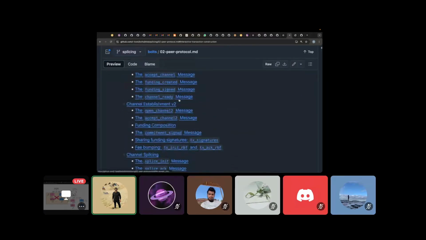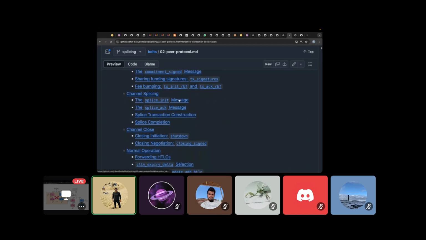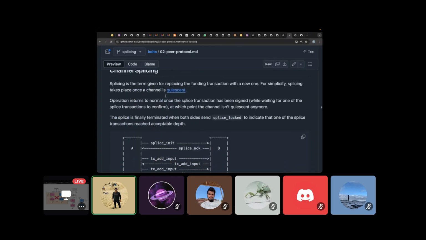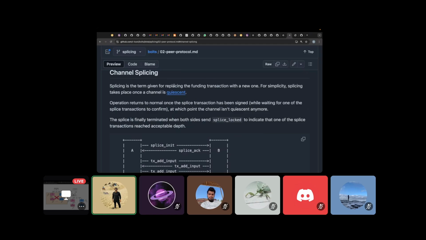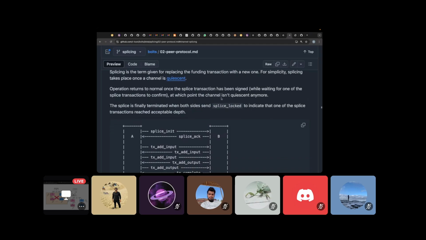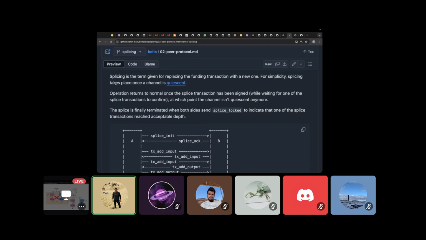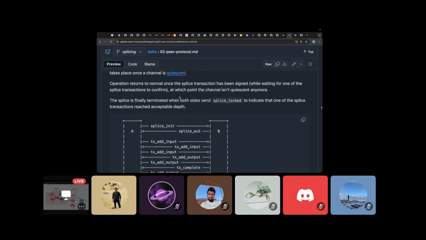Now, this particular protocol is used in channel splicing, which is also a section to be included in BOLT 2. There's a different section for channel splicing. Splicing is the term given for replacing the funding transaction with a new one. For simplicity, splicing takes place once a channel is quiescent. Quiescent means you won't be able to advance the channel state when your channel is in quiescent mode.